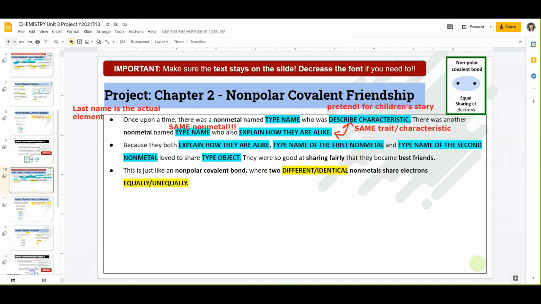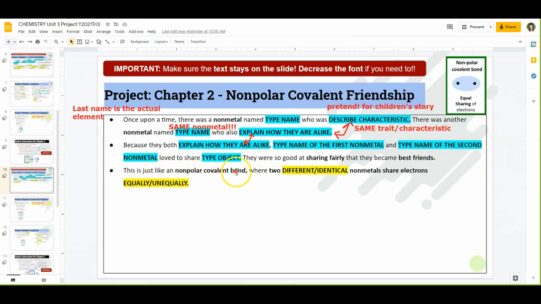Then, because they both, and explain how they are alike, again, that's literally the same thing, because they both love chocolate in my example. The two nonmetals, so retype their names. In my example, I had Ace Bromine and Pace Bromine, love to share, and make sure that your object is related to your trait. My example was the chocolate bar. They were so good at sharing fairly that they became best friends. That is the story version of a nonpolar covalent bond.